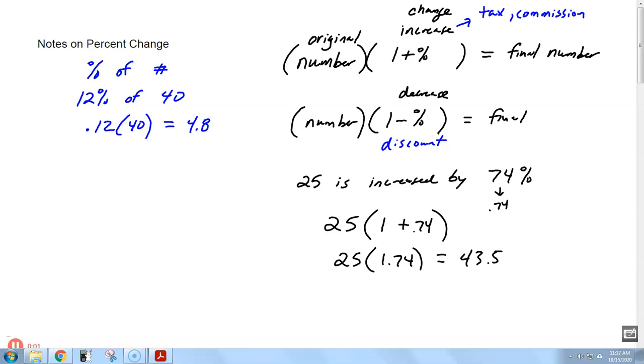And we always use 1 because 1 doesn't change anything. If I just had 25 and I multiply it by 1, then you just get 25 back. You didn't increase, you didn't decrease, you stayed the same.